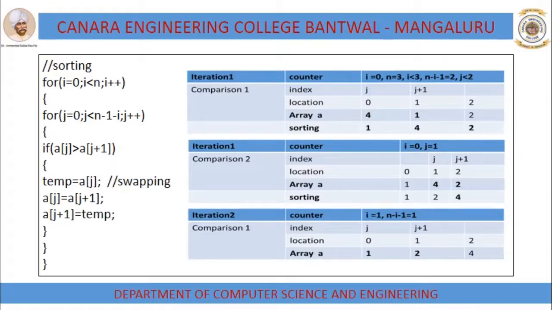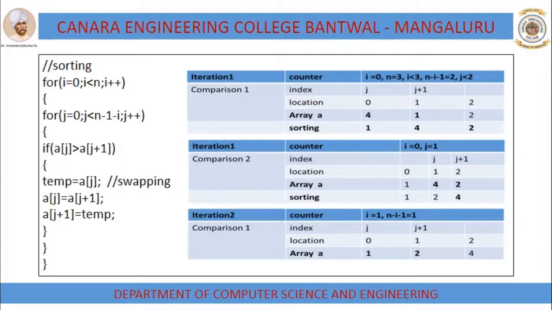For j equal to 0, j is 0 now. 0 is less than n minus 1 minus i. n is 3, 3 minus 1 is 2, and 2 minus the value of i, which is 1 now, is 1. So 0 is less than 1. The condition is true, so control will come inside here.